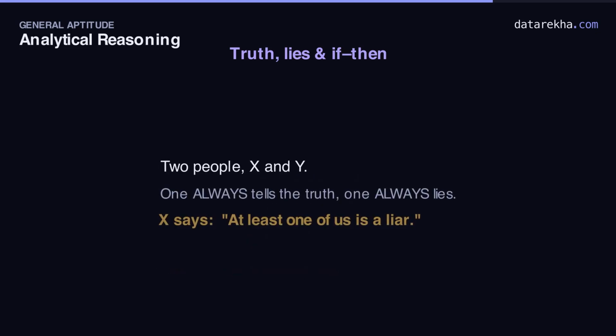Two people, X and Y. One always tells the truth, one always lies. X says, "At least one of us is a liar." From that one sentence, can we pin down both?